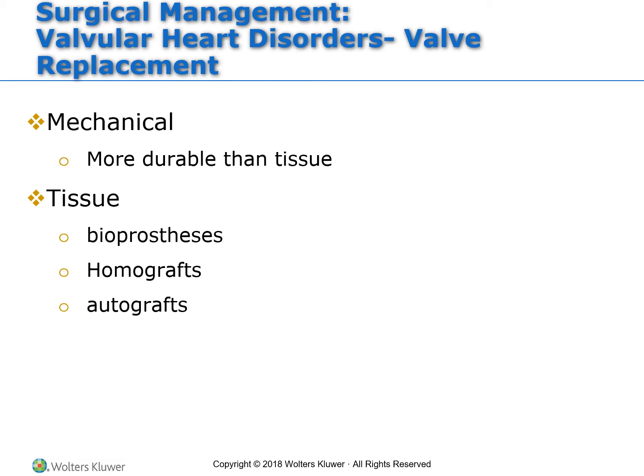Autografts, this is an excision of the patient's own pulmonic valve, as well as a portion of the pulmonic artery for use as an aortic valve. They also do not need anticoagulation therapy if you do an autograft.